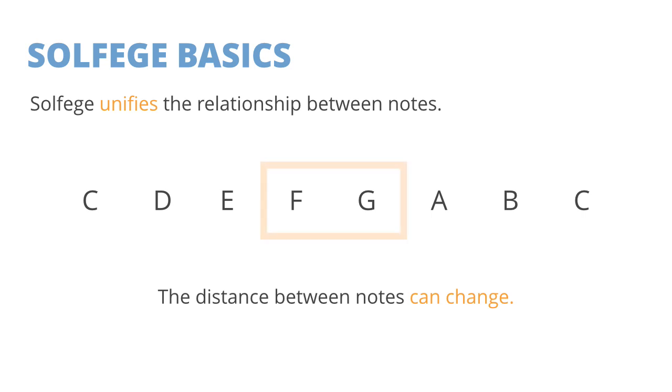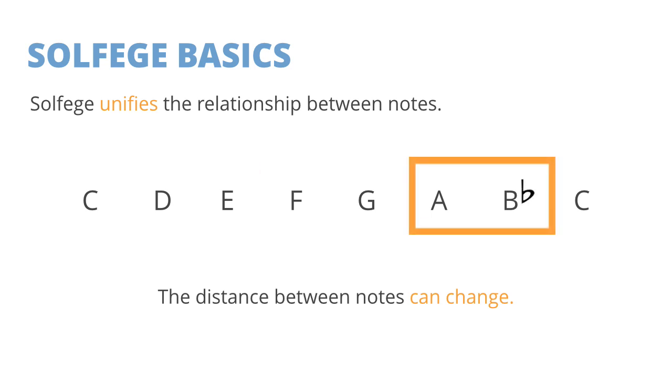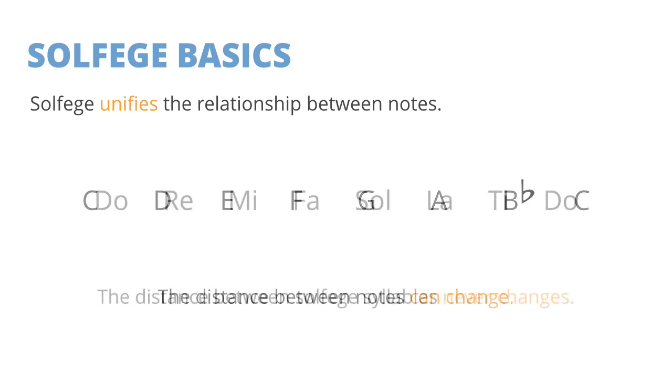The distance from F to G here is different than the distance between F sharp and G noted here. That sharp changes the distance. In this example, we see an A and a B flat. That will sound different with the flat in there. Sharps and flats change the distance between notes. Solfege gives us a way to even out those differences.